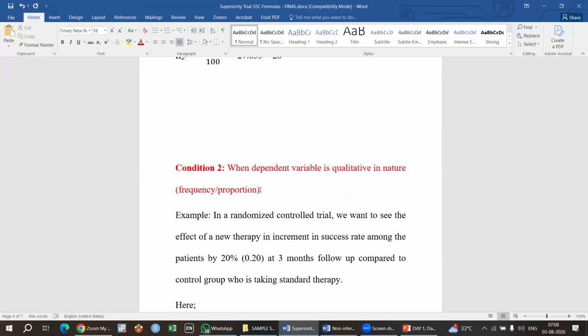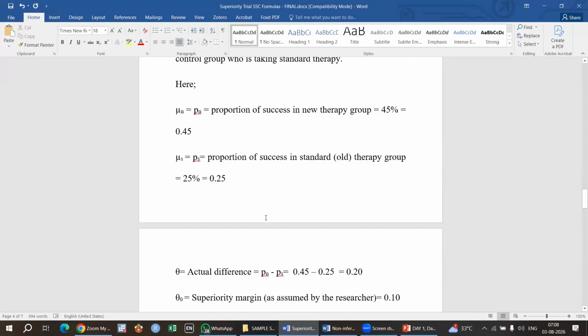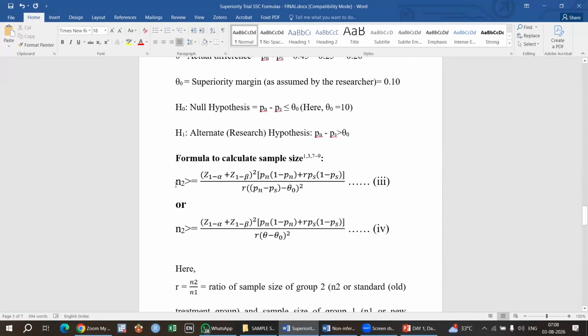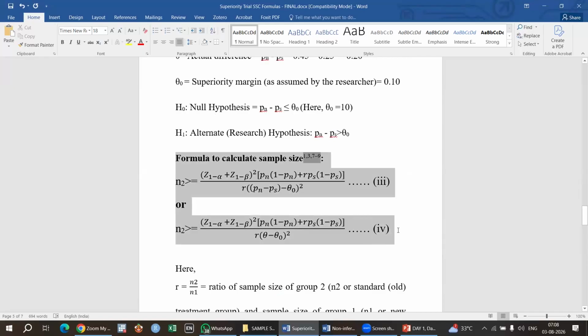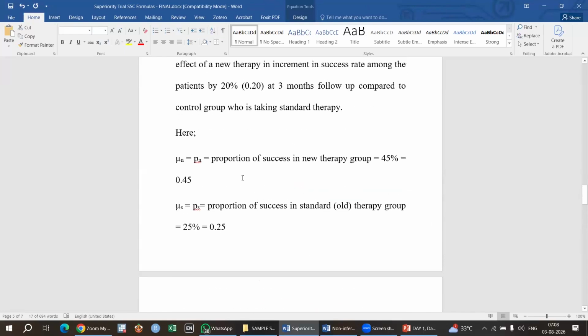So condition number 2: when the dependent variable is qualitative in nature, frequency or proportion. What will be the formula in this condition? I want to see the first formula. This formula may be complicated for you, but please don't worry. It's a very simple formula. We will make it very simple.